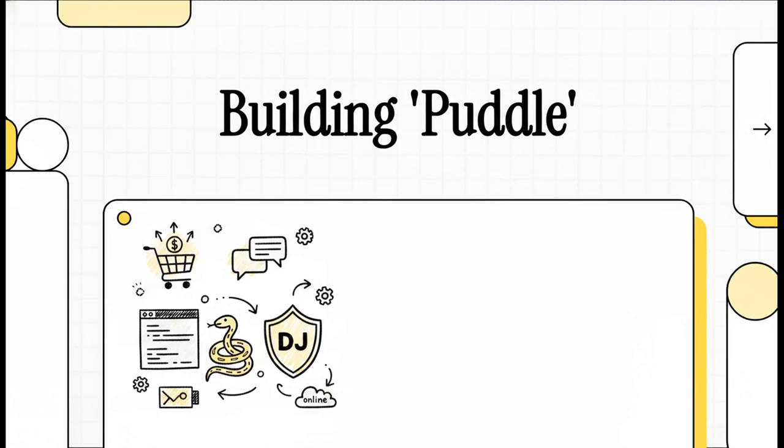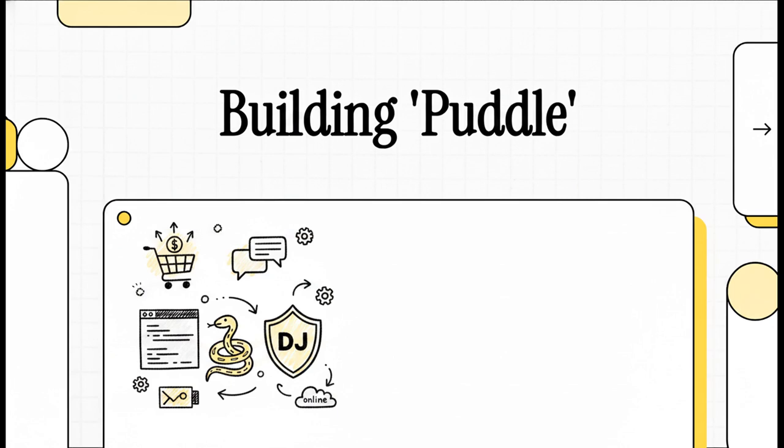Okay, so we have a really fantastic breakdown lined up for you today. We're going to completely unpack how to construct a fully functional online marketplace literally from the ground up using Python and the incredibly powerful Django framework. We'll be looking at a comprehensive project called Puddle. It's a marketplace where users can buy, sell, and even message each other about different items.